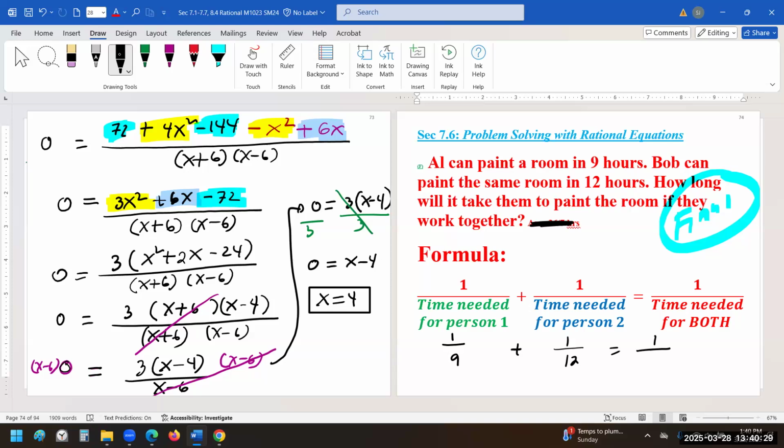No, you don't know. So whenever you don't know anything, it's x. We definitely know the first person is 9 hours, the second person is 12 hours. We don't know if you put them together. It's not 9 plus 12. You put them together, some miracle happens if they don't chit chat. So we want to know how long it will take if they don't chit chat. Will it take longer or will it take shorter to do the same job?